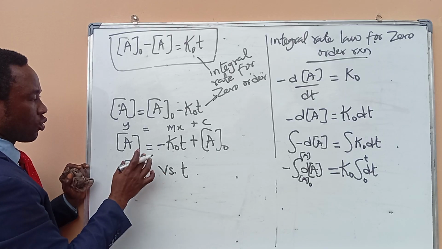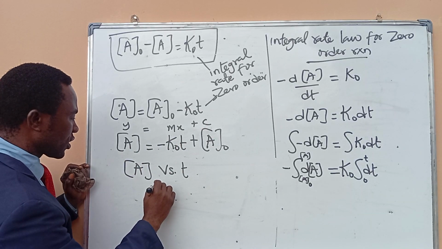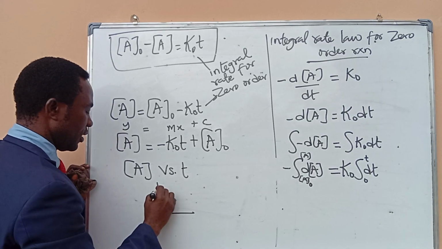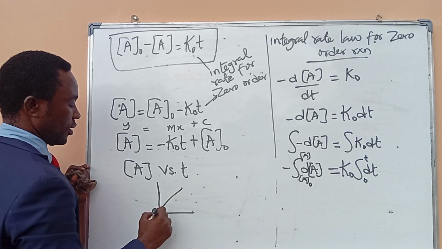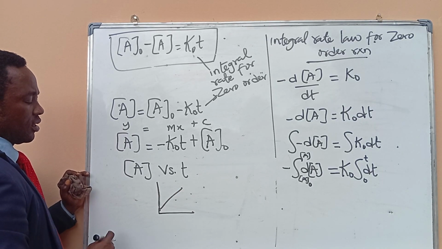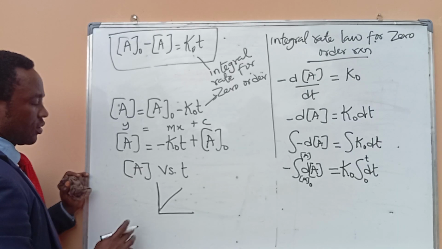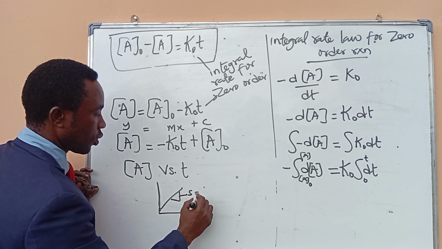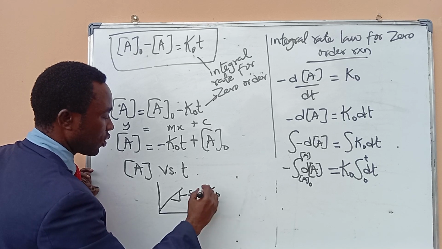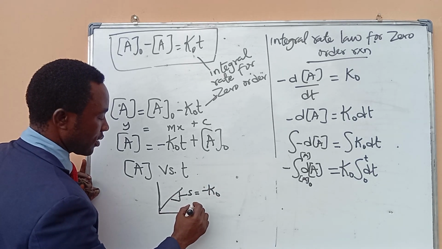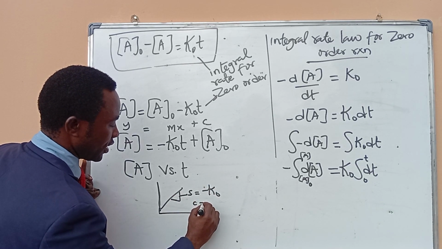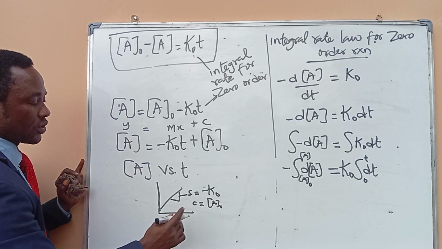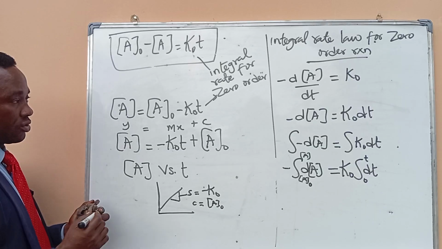You can see that when we plot this again, we will have a straight line graph. This is a straight line graph, whereby the slope will be equal to minus K0. The intercept C is the initial concentration, not the change in concentration, but the initial concentration.